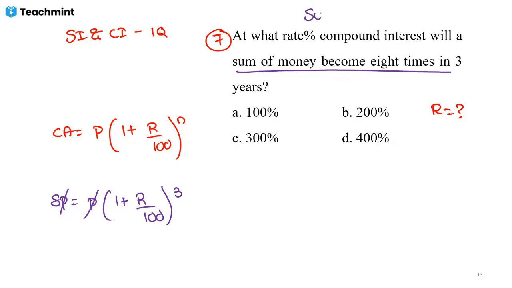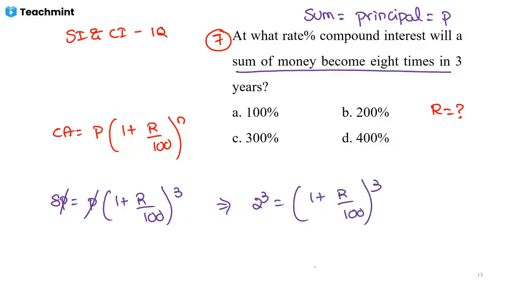The principal on both sides is the same, P only. What is the amount you borrow, the loan you have taken? The money you have taken as a loan is nothing but called principal or sum. So 8 means 2 cube. 2 cube is 1 plus r upon 100 whole power 3.